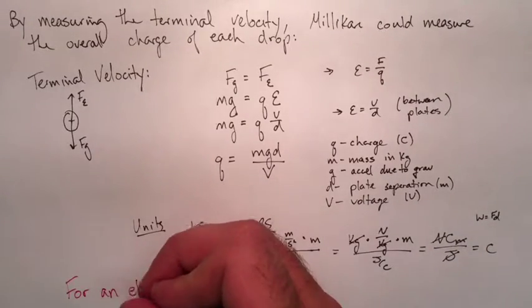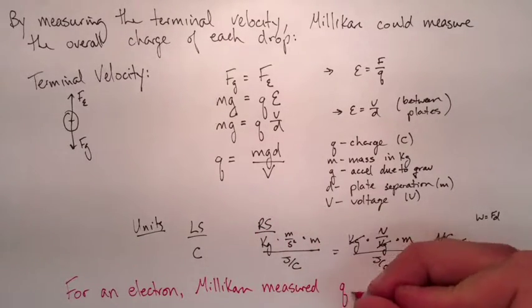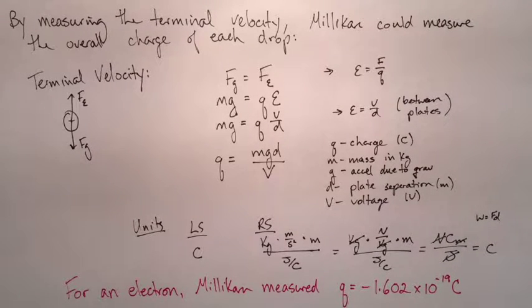So finally, Millikan, for an electron, found that lowest common multiple, and he concluded that the charge on an electron is negative 1.602 times 10 to the negative 19 coulombs.